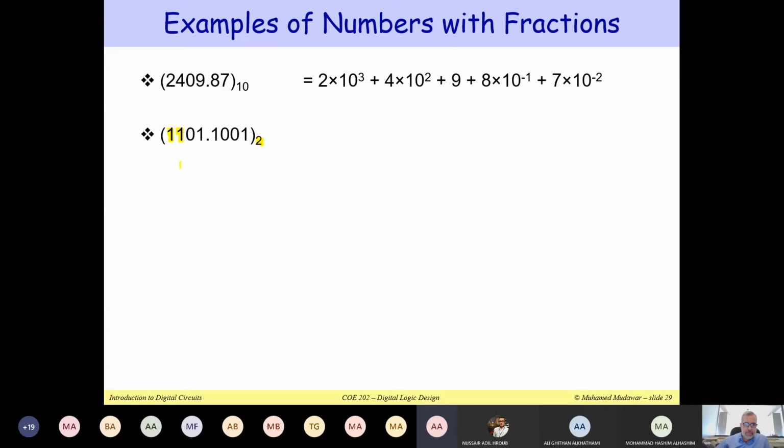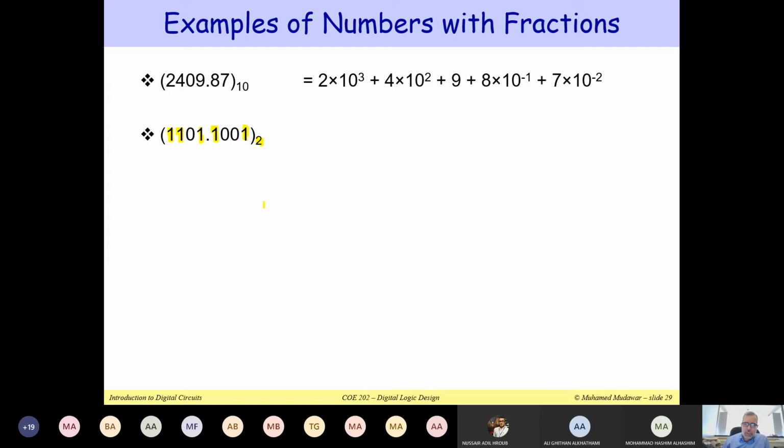This one is what? 4. This one is what? 2. Yes, 0 and 2. It is just 1. Yes, we have here 0 multiplied by 2. This is just 1 multiplied by 1, which is just 1. How about this one? It's divided by 2, 1 over 2. It's half. How about this one? 1 over 2, 1 over 4, 1 over 8. This must be what? 1 over 16, exactly.